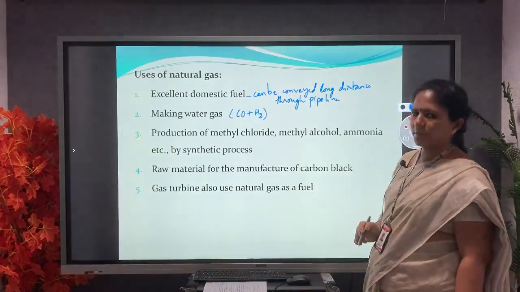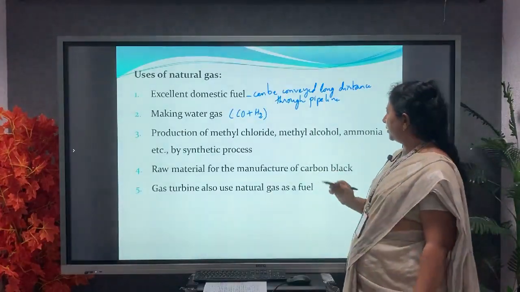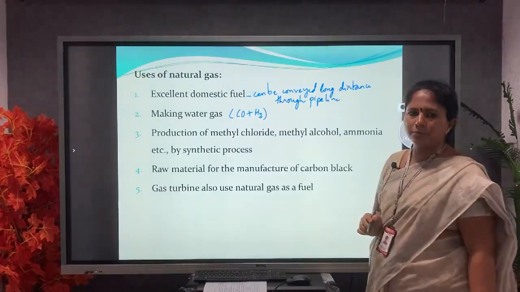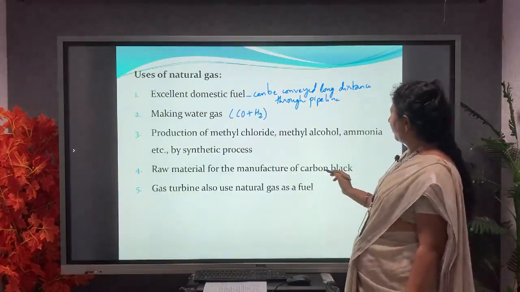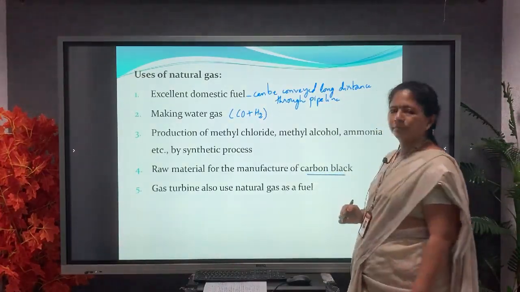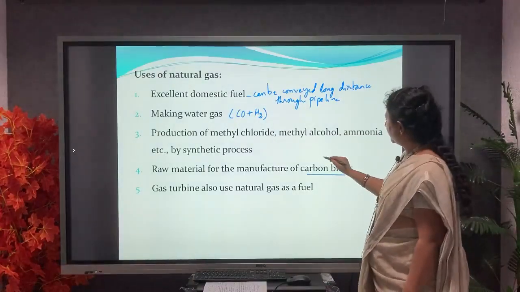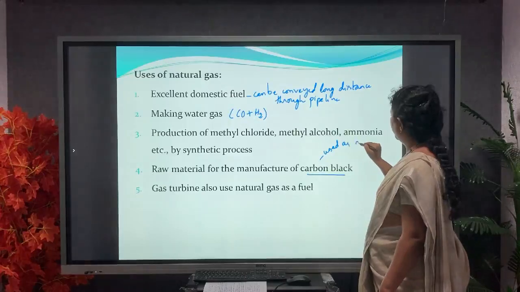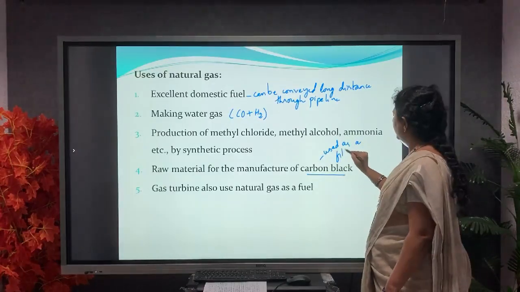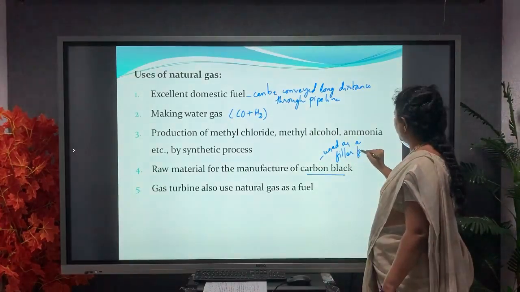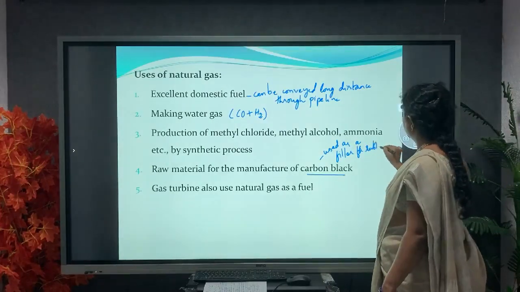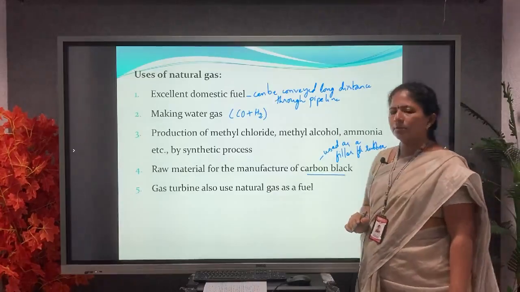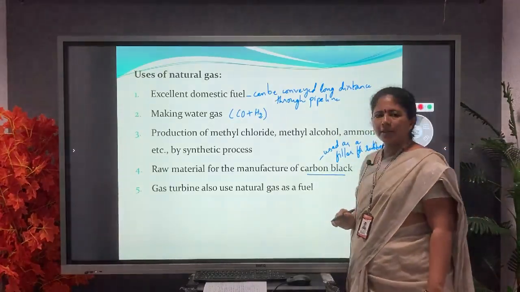by synthetic process. It is a raw material for the manufacture of carbon black. That means natural gas can be used as raw material for the manufacture of carbon black. This carbon black is used as a filler for rubber. Gas turbines also use natural gas as a fuel.